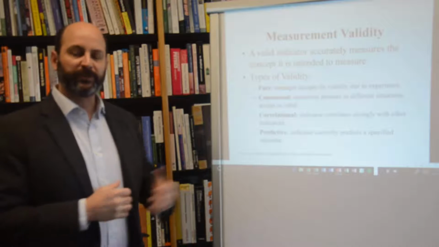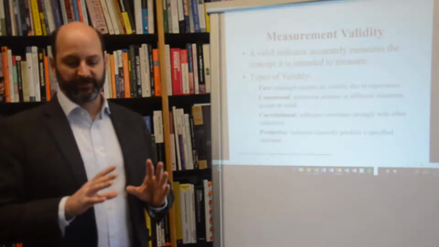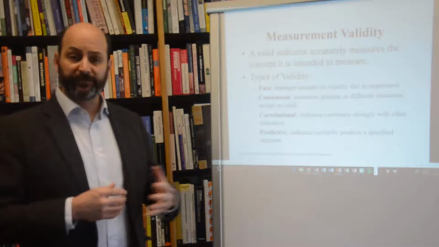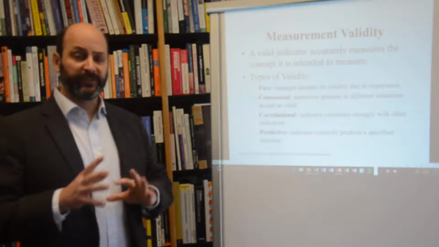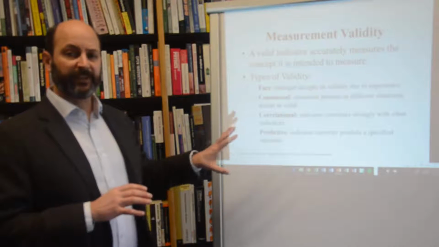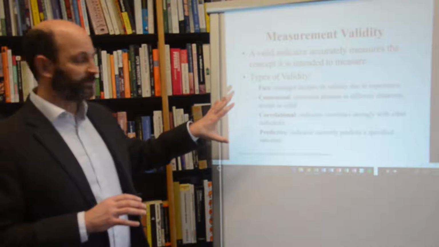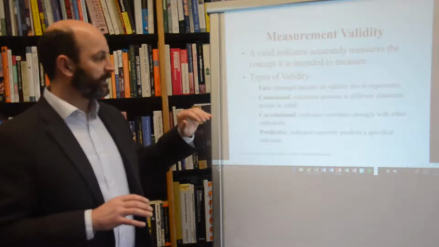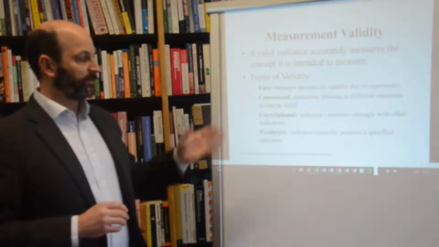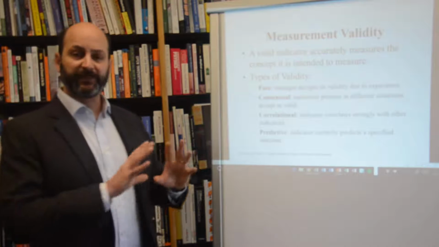We also have to work with validity when we talk about measurement. A valid indicator accurately measures the concept it is intended to measure. Often you will test for validity as well when we get into statistics and other forms of measurement. But here I just want to make sure you have some basic concepts and terms around validity. Face validity is one term of validity. That's just where a manager accepts the validity of the indicator due to experience. We have consensual validity. That's where numerous persons in different situations accept it as valid.